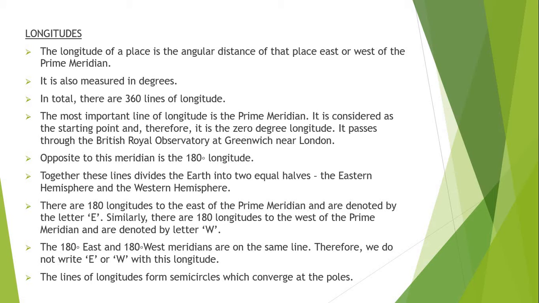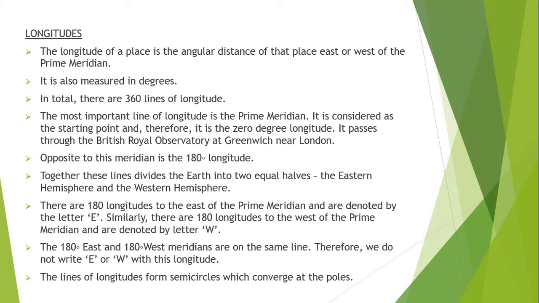It is an imaginary line which joins from North Pole to South Pole, and it divides the earth into two halves, Western Hemisphere and Eastern Hemisphere. All the longitudes are also measured in degrees. There are 360 lines of longitude, 180 towards the west of prime meridian and 180 towards the east of prime meridian.